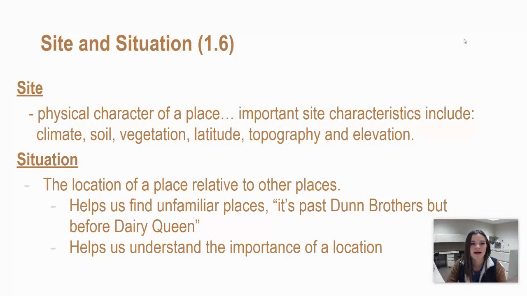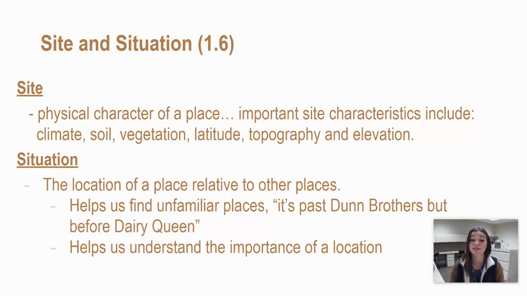All right, 1.6, we're going to talk about the difference between site and situation. So site is the physical character of a place. Important site characteristics include climate, soil, vegetation, latitude, topography, and elevation. So site, it's the physical characteristic of a place.